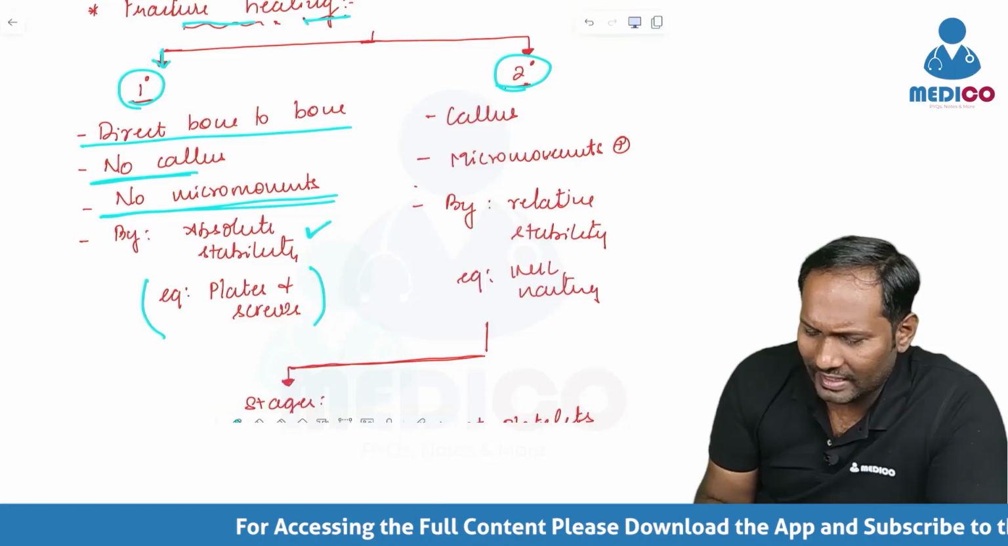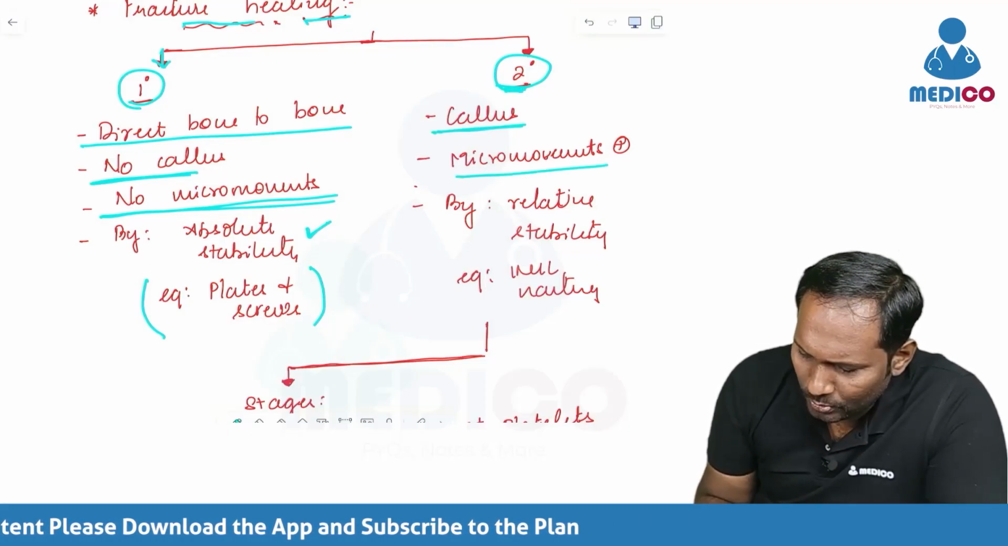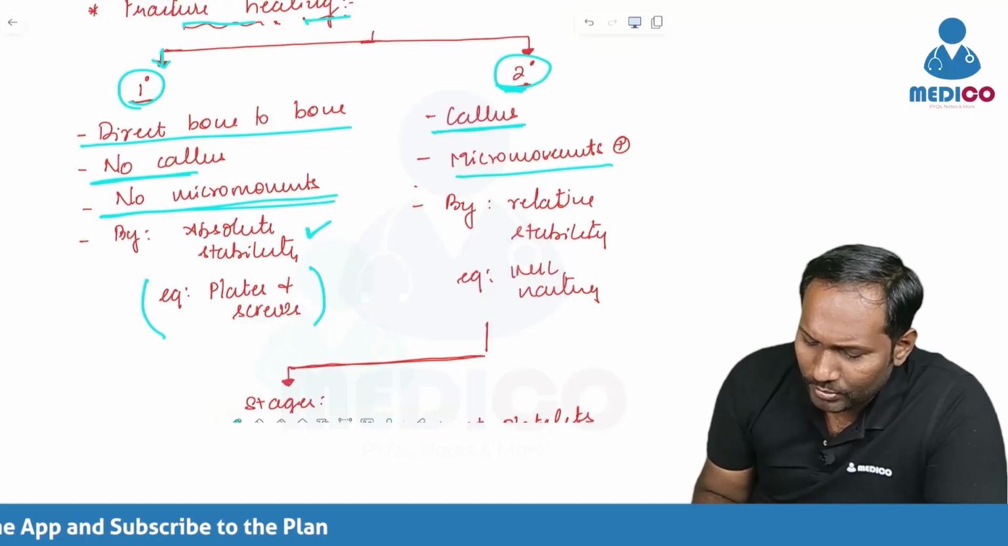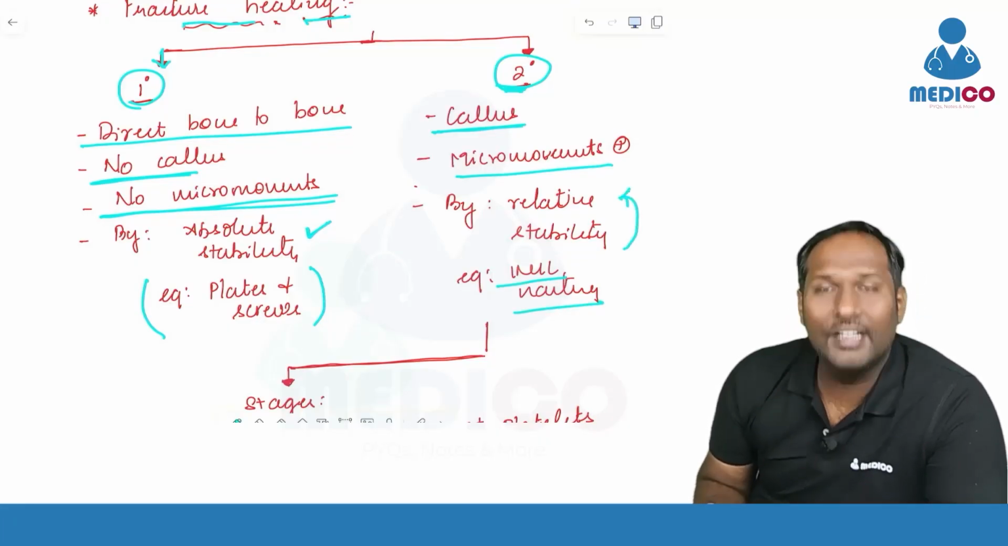Okay, if you look at secondary healing, there is going to be callus formation. There is going to be micro movements at the fracture site, and how we do it is using IM nailing, which in turn will provide a relative stability.